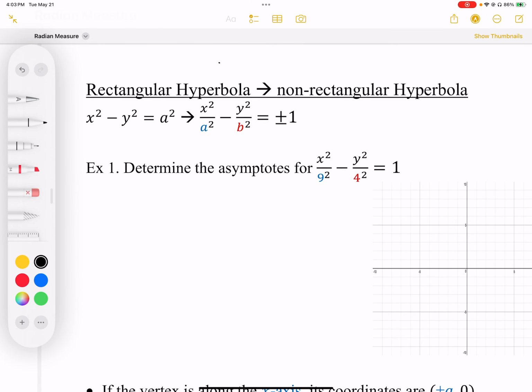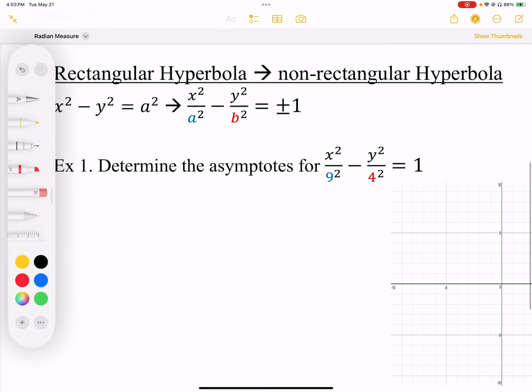So rectangular hyperbolas and non-rectangular hyperbolas are the same thing, except that we have a little bit different algebra, and that we do have to worry about this minus and plus minus here. So when we have the non-rectangular hyperbola, it looks like in this form here. So expanded out, this would look like this: x squared over 81 minus y squared over 16 equals 1. Now it's x squared minus y squared equals positive, so it is trans x.